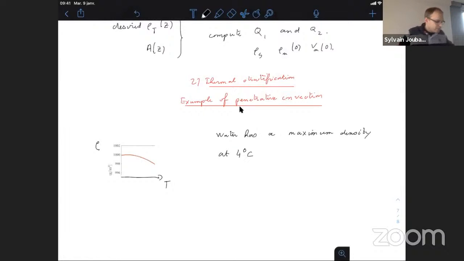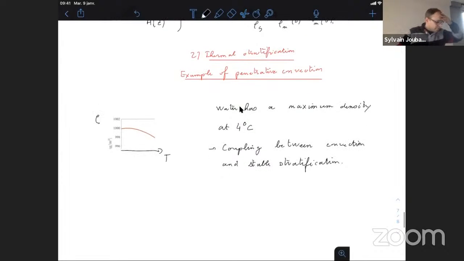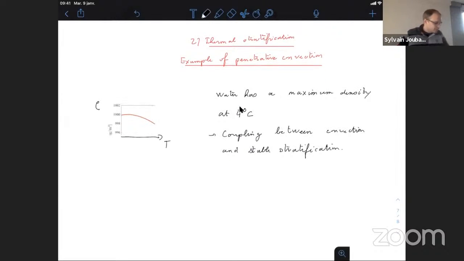And this will lead to a very, very interesting system, which is the coupling between convection and internal gravity waves, which you have seen this morning, with stable stratification. So this is called penetrative convection.